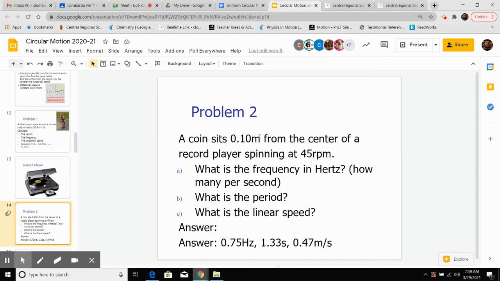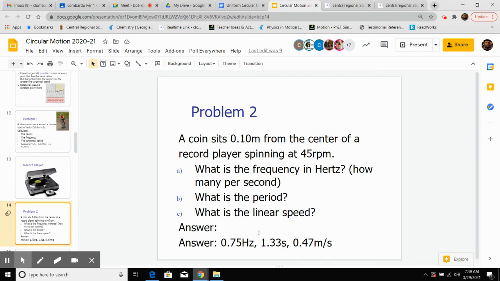So you have a coin that sits 0.10 meters from the center of a record player, spinning at 45 RPMs. What is the frequency in hertz? So how many per second? Well, if it's 45 per minute, to get per second we've got to divide by 60. So 45 divided by 60 is 75%, or 0.75 hertz.